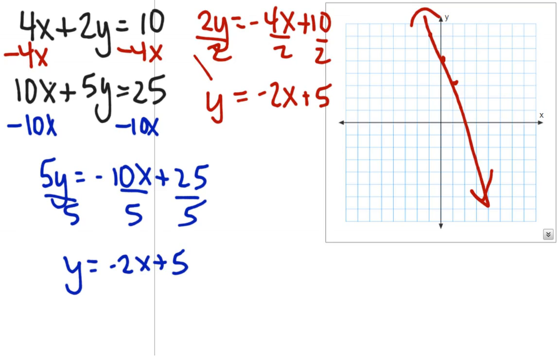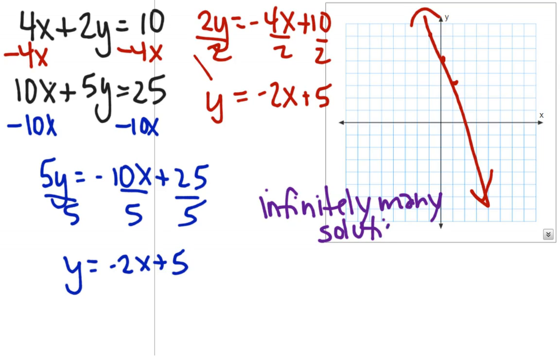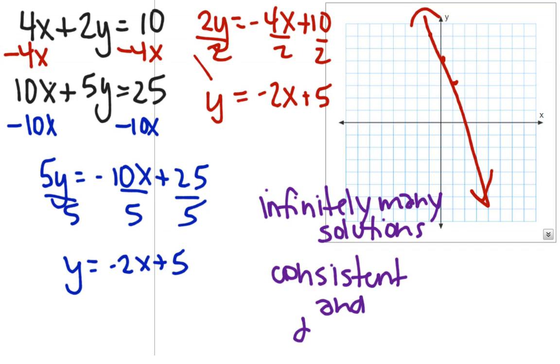In this case, we have one line, so that means they have every solution in common. That's called infinitely many solutions. And again, there are solutions in common. The lines do intersect. Technically, they intersect everywhere, so it's still consistent. But because they intersect everywhere, it is consistent and dependent.